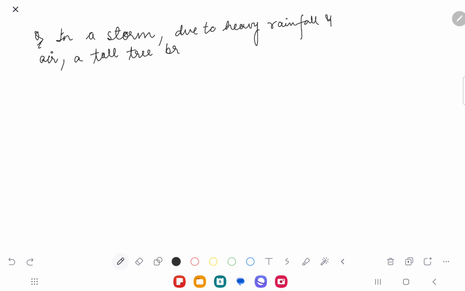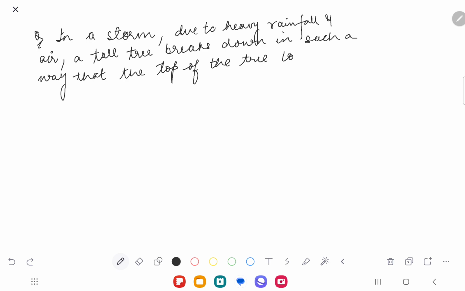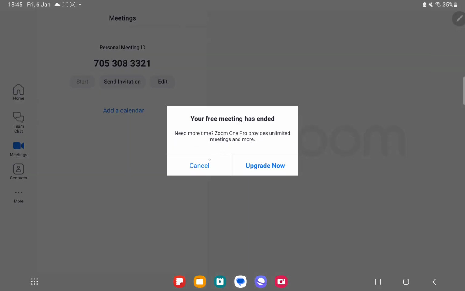In a storm, due to heavy rainfall and air, a tall tree breaks down in such a way that the top of the tree touches the ground. So now you see, what was the question?